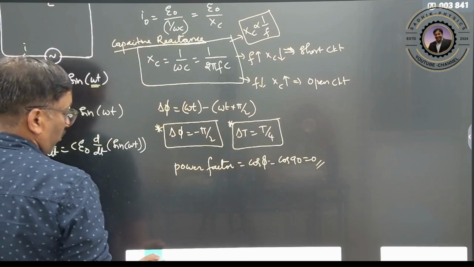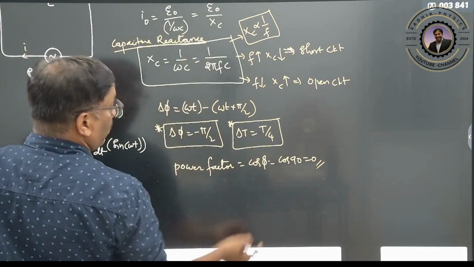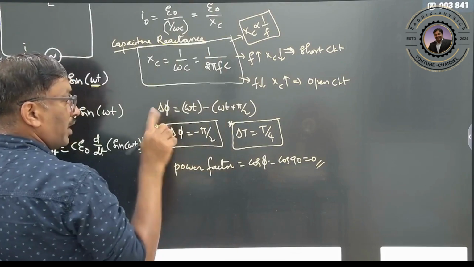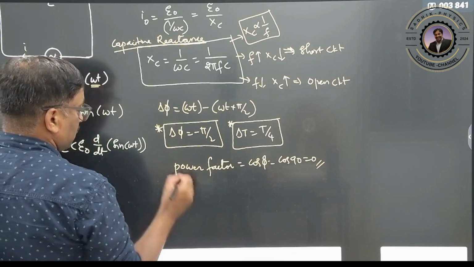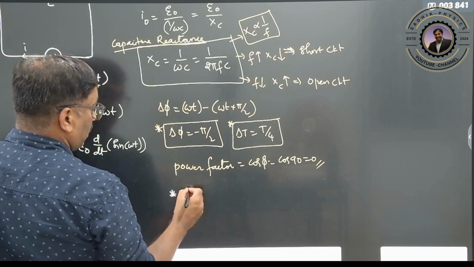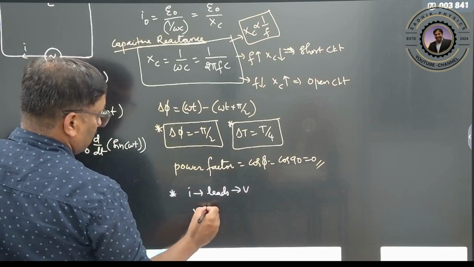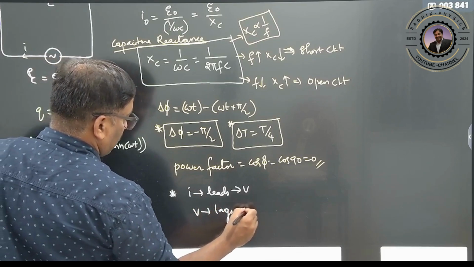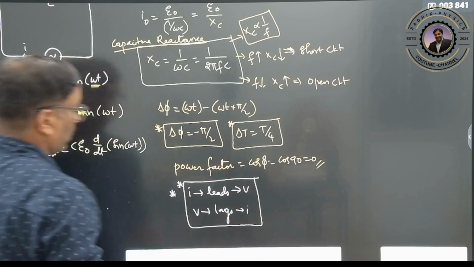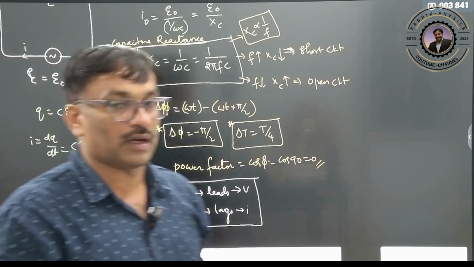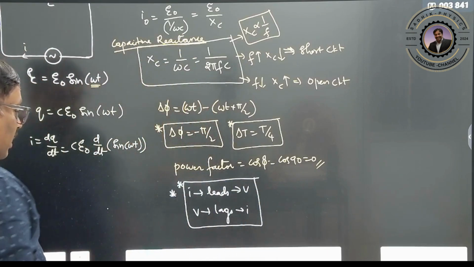Clear? Can you tell me which is leading and which is lagging here? Here omega t plus pi by 2. That means the phase of the current is larger. Therefore, current leads the voltage, or voltage lags the current. Clear? In this way you can rewrite it. Now you can write down the phasor diagram.